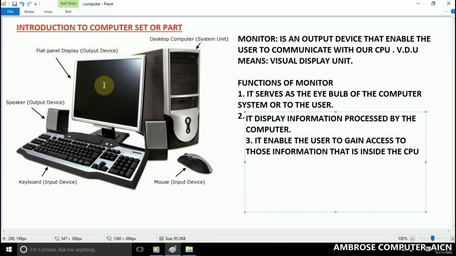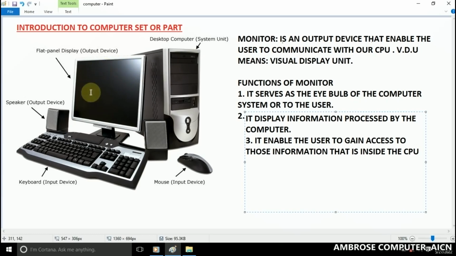The disadvantage is that if this monitor is bad, you can go ahead and purchase another one. But to know whether this one is bad, you use another one to troubleshoot or test it, to see whether it is this one that is actually bad. Okay, so that is the monitor.